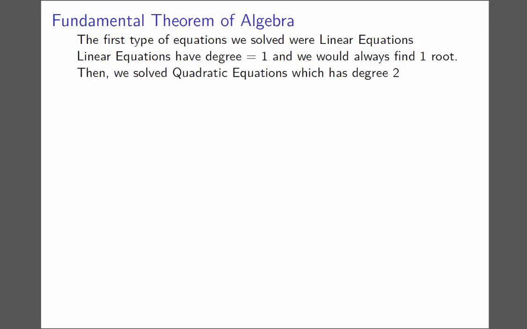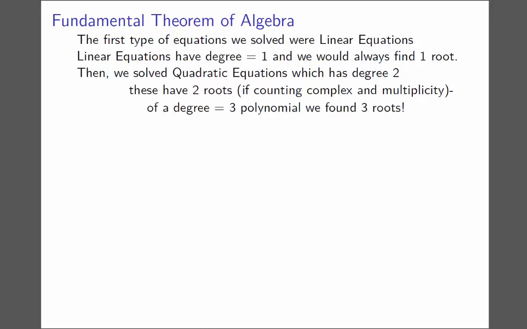Next, we solved quadratic equations, which have degree 2. And we found that these always have two roots, as long as we count complex roots and multiplicities. And in the one example that we looked at of a polynomial with degree 3, we found 3 roots. This leads us to believe that a polynomial of degree n has n roots.